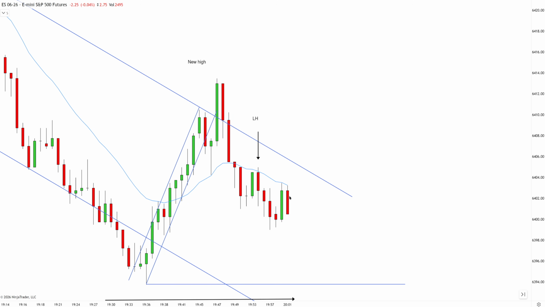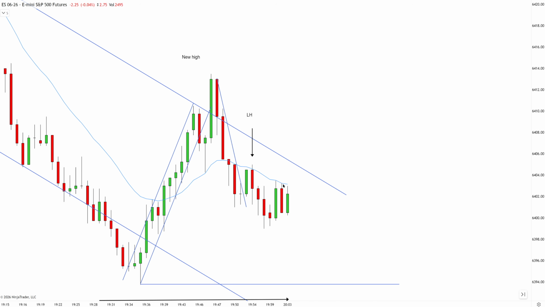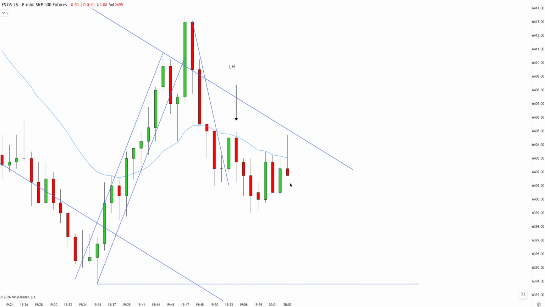I have a first second entry long here, but it's an inside bar, so I have to skip it. Because I expect a new low to be tested, and the first second entry long is an inside bar, I'm looking for a second entry short. Can I get a second entry short? And I can get a second entry short with a great bar like this.